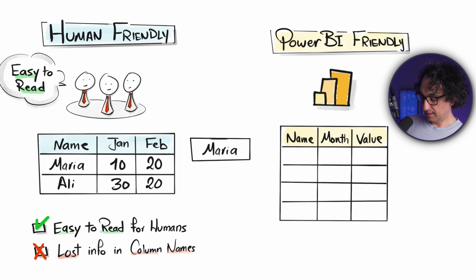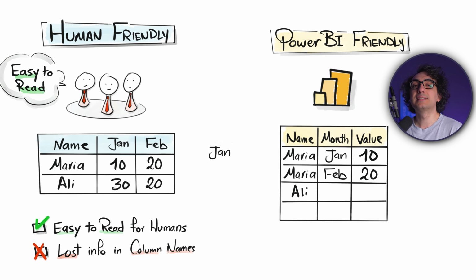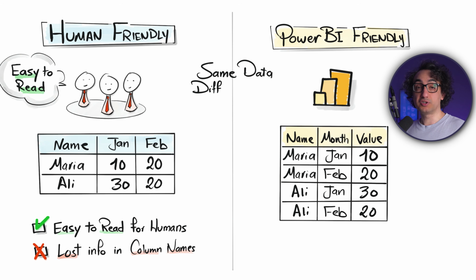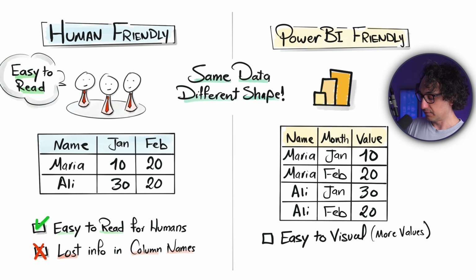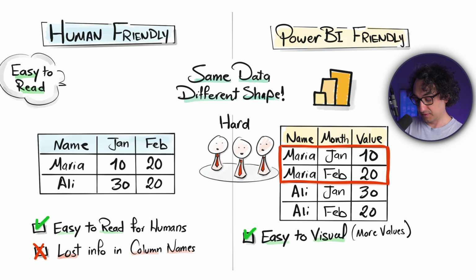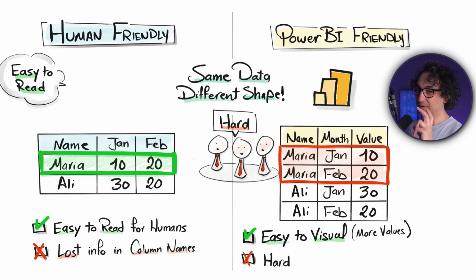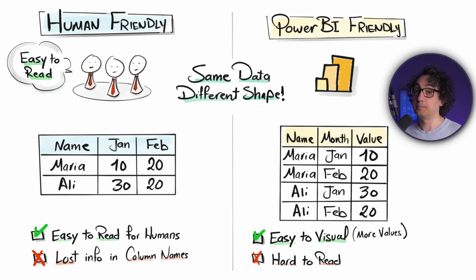So we're going to have Maria, January, 10, Maria again as a new line, February, 20, and the same for Ali, who is going to exist twice. Now, as you can see, we didn't lose any data. We didn't manipulate the data itself. It is the same data, but with a different structure. And Power BI is going to be happy and able to build visualizations over time using those values. But if you look at it as a human, it's a little bit hard to read compared to the left side, right? Because now if you have to read Maria, you have to read two lines, not everything compacted in one simple line. Same thing goes for Ali. So by looking at this, you can see we have two shapes. A shape that is suitable for us humans and another one that is suitable for Power BI analysis.